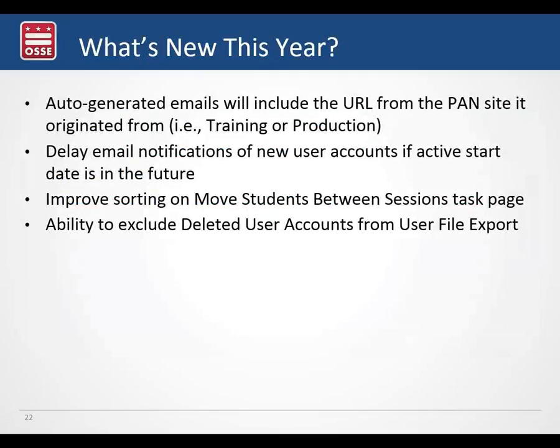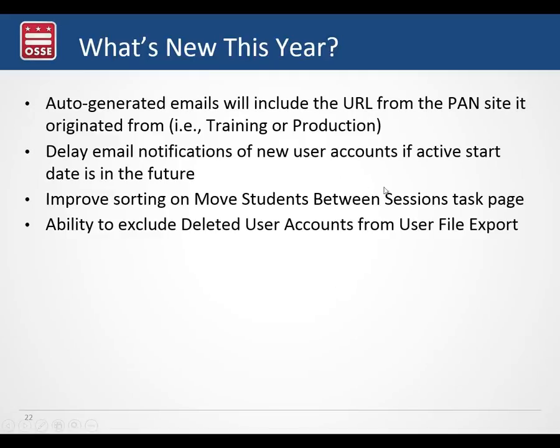What's new this year? These are just a few minor changes to Pearson Access Next from last year. Now the auto-generated emails: anything that you receive if you create an additional order, for example, you'll get an email saying that you've created the additional order. That email now includes the URL from the Pearson Access Next site that it originated from. So if you're in your production, dc.pearsonaccessnext.com site, or if you're in training, trng.pearsonaccessnext.com.